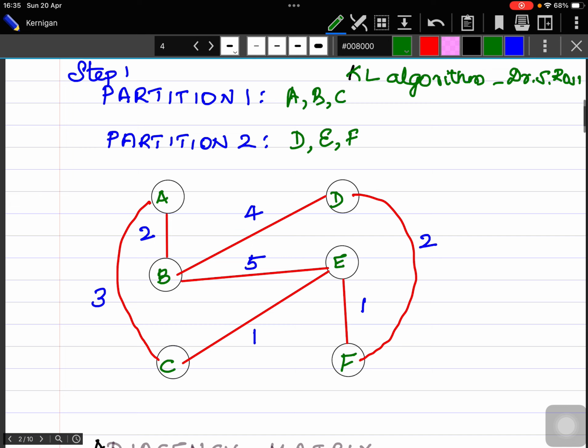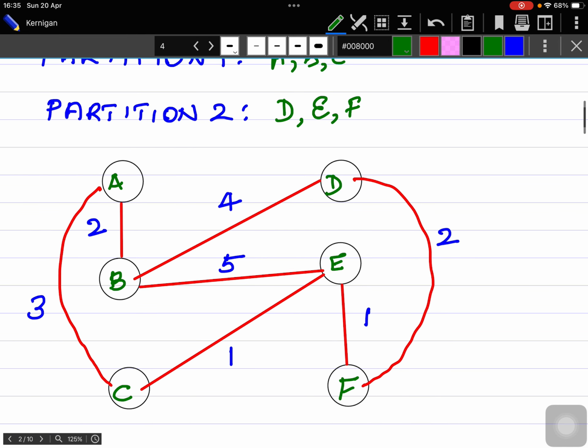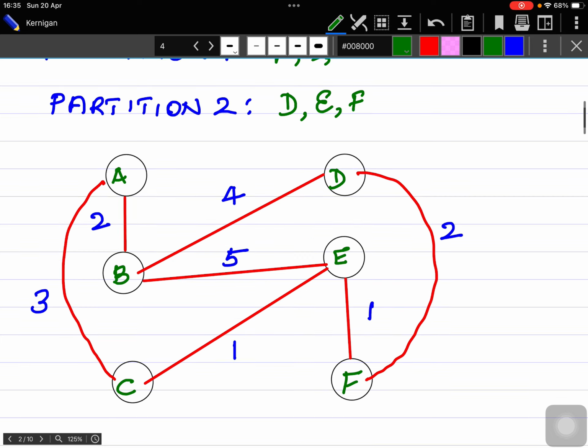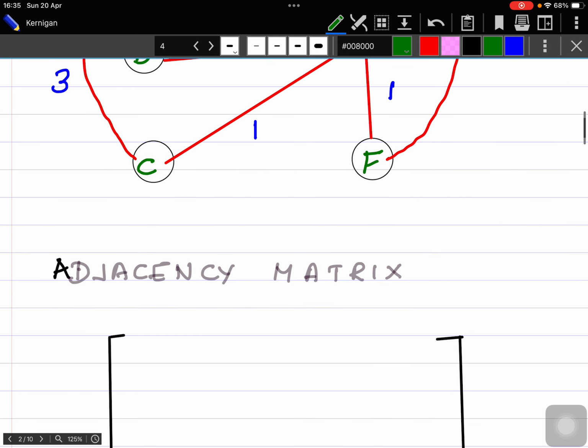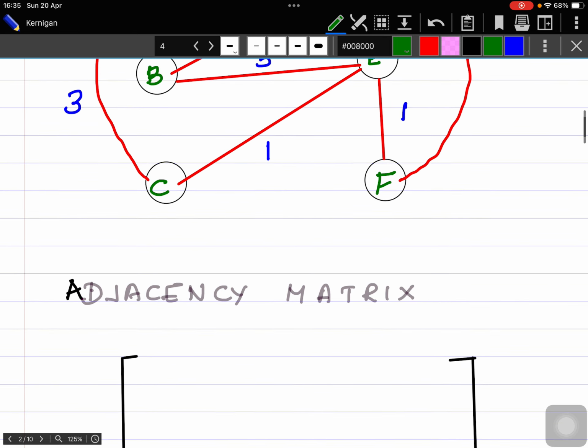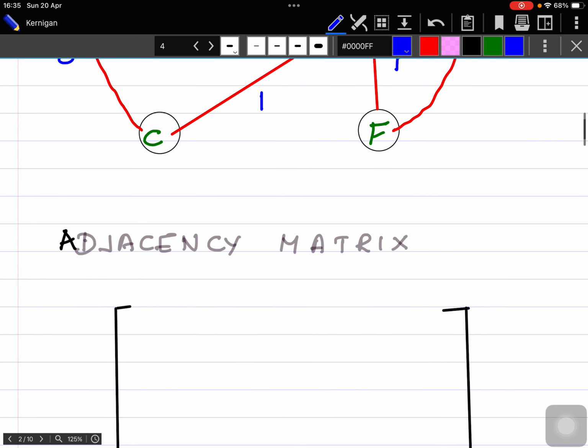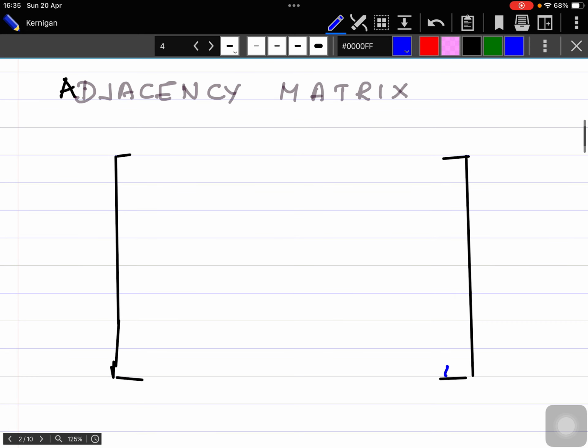I've redrawn the same circuit here, with A, B and C on one side and D, E and F on the other side, right? There is no change except for this in this diagram. Now I'll construct the adjacency matrix of this particular graph. For drawing the adjacency matrix, I should write all the nodes in the column as well as the row. So there are 6 nodes, A, B, C, D, E and F, and similarly column wise also A, B, C, D, E and F.